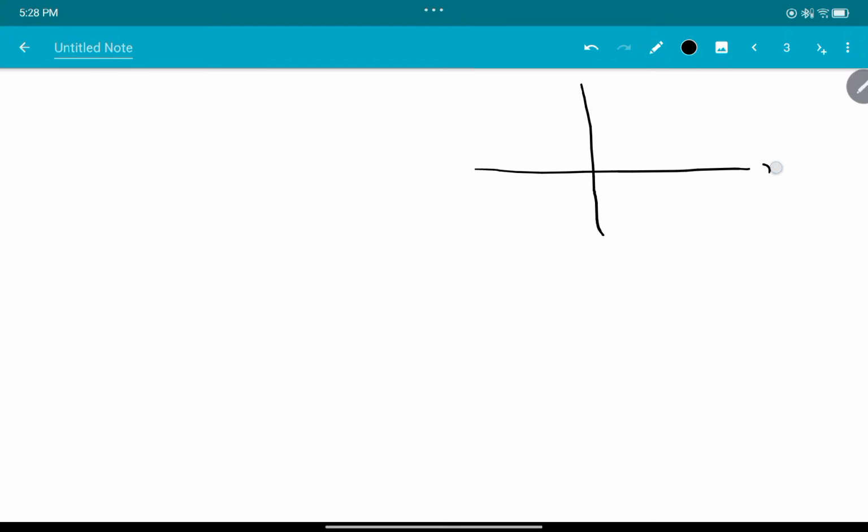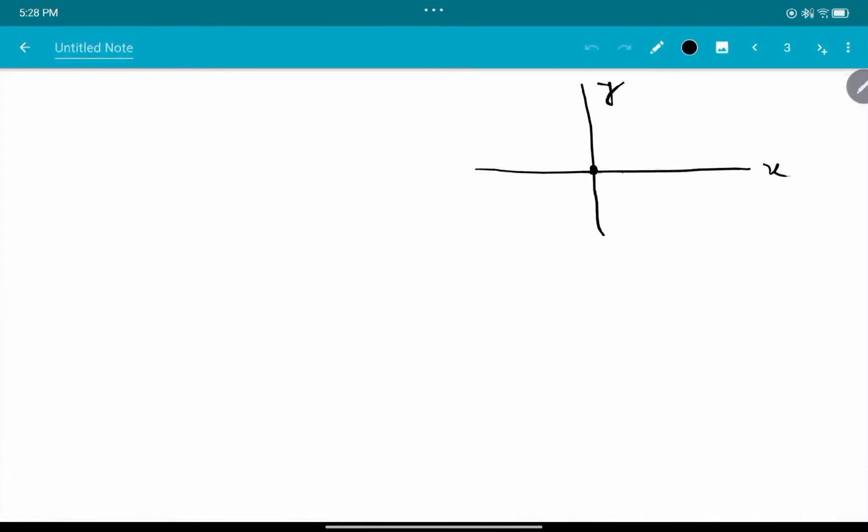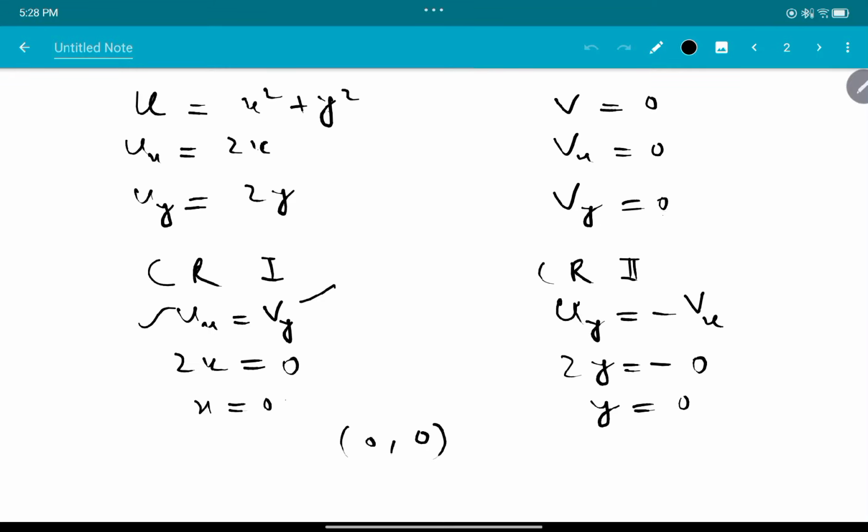This is x, this is y, and the CR equations are obeyed only at this point, not here, not here, not in the neighborhood. Even though you can see for yourself that ux, which is equal to x, is a continuous function, uy is a continuous function, vx is a continuous function, vy is a continuous function.